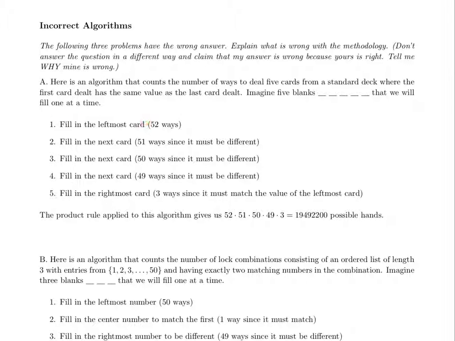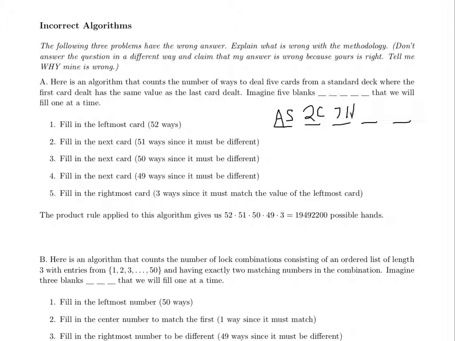Step 1 here is fill in the leftmost card. So let me do that. Let's say the first card is an ace of spades. And indeed there are 52 choices for what I could have used there. Fill in the next card. There are 51 different ways because the next one has to be a different card. So maybe the 2 of clubs would be second. And indeed there are 51 ways to do that. It could be anything but the first card.